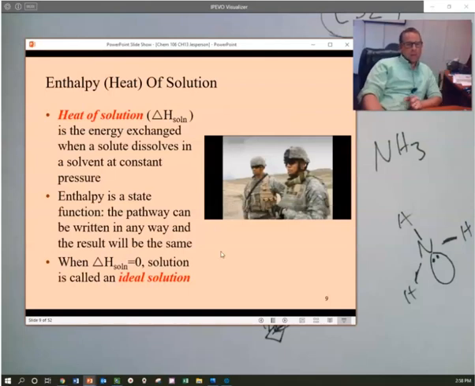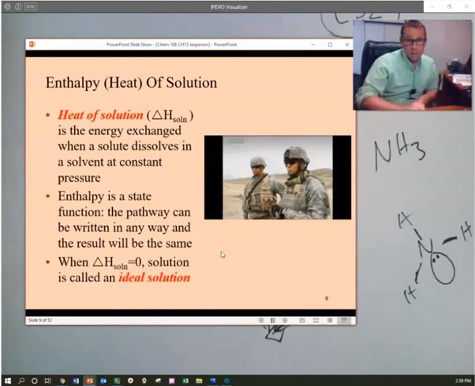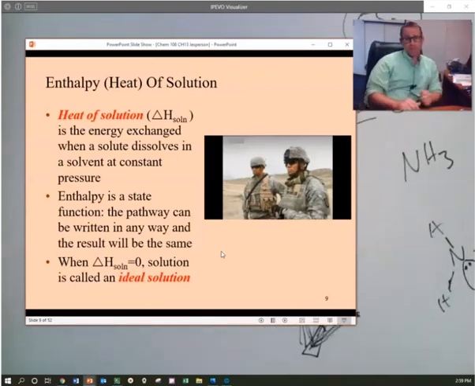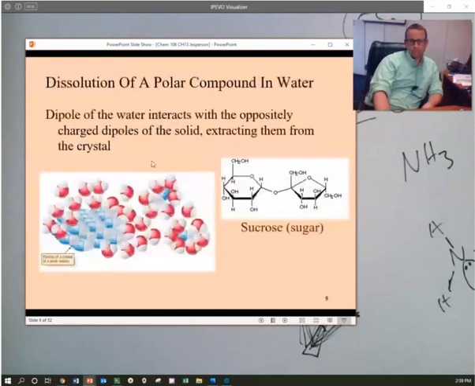When you get a solid dissolving in water, sometimes you can get a release in heat energy or a change in heat energy. And this is because there can be a more favorable stabilization of the ions or the molecules once they're dissolved in the water. So let's go back and talk about this a little bit.